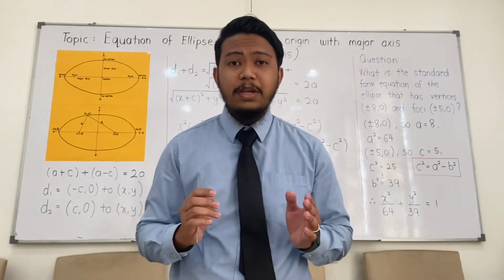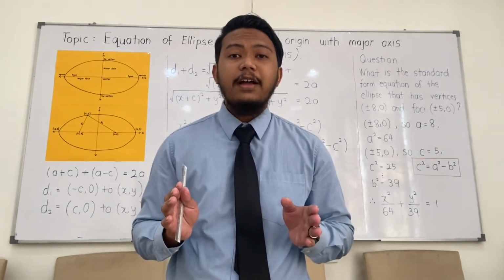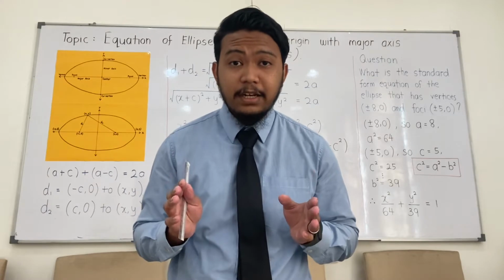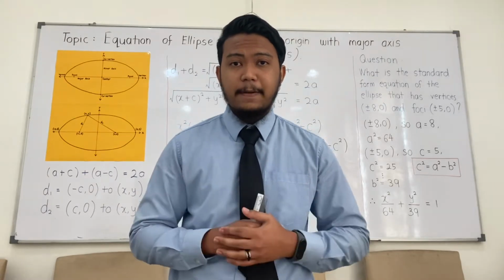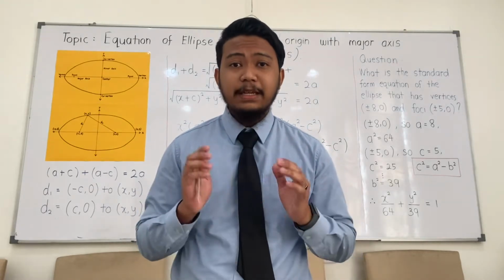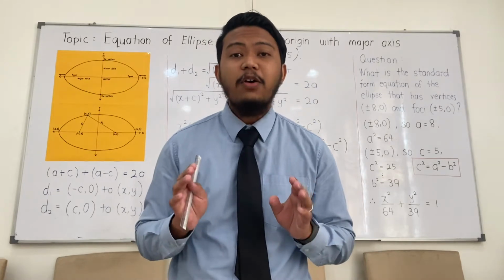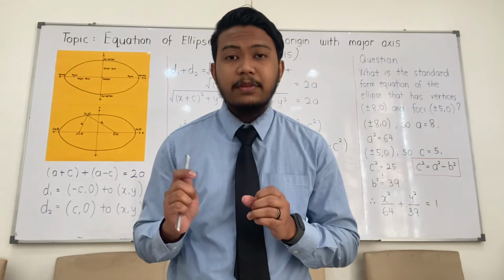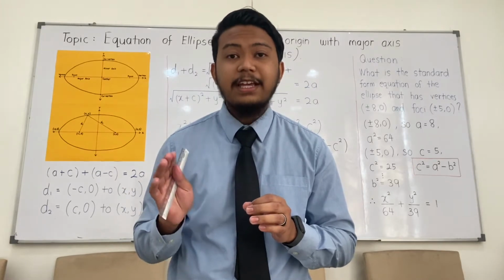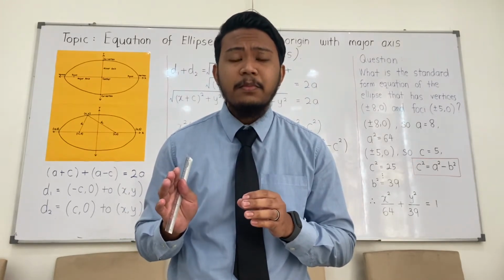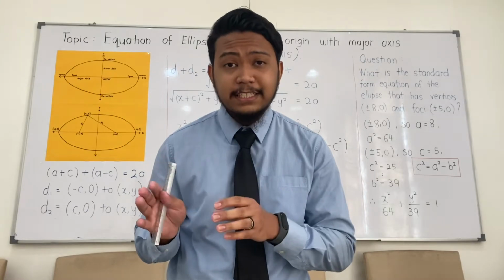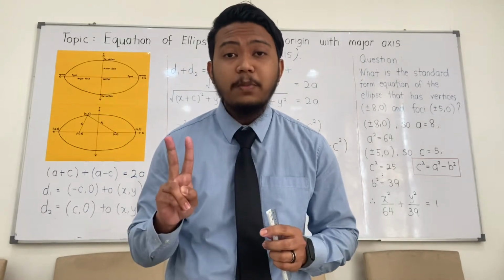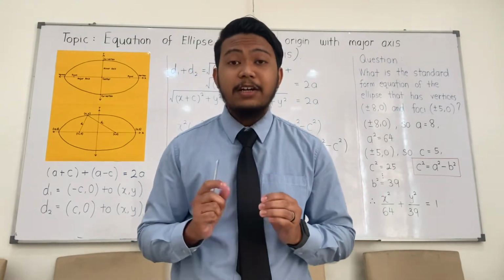Okay, first we must know the definition for an ellipse. An ellipse is the set of all points x, y in the plane such that the sum of their distance from two fixed points is a constant.